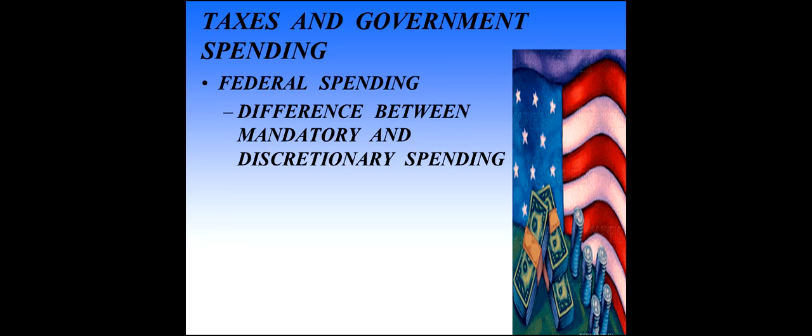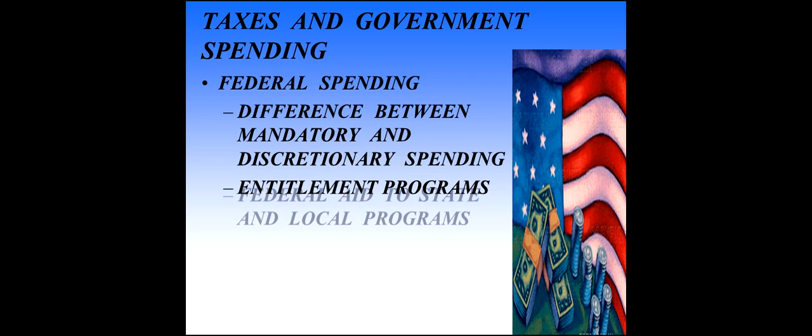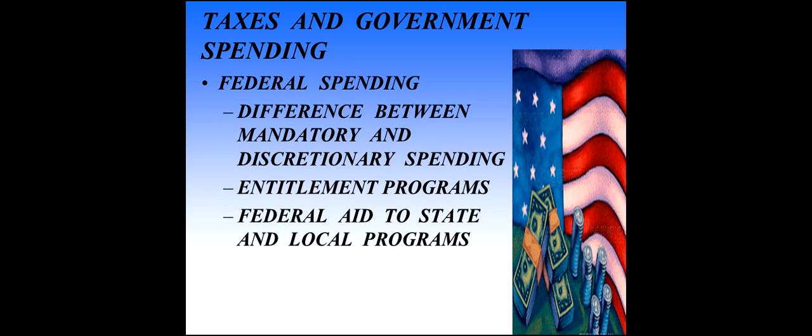Mandatory spending is spending that's required by law, that's put in place by Congress. Discretionary spending is spending that's done at the desire of the executive branch and can change and is not specifically tied to a law. We'll also look at entitlement programs, which are very tightly tied to this concept of mandatory spending. And then we'll look at federal aid to state and local programs. This is the concept where federal tax dollars are actually distributed to states and local governments for specific purposes.